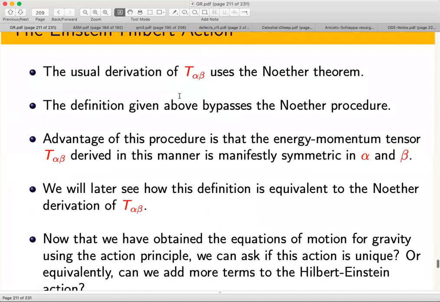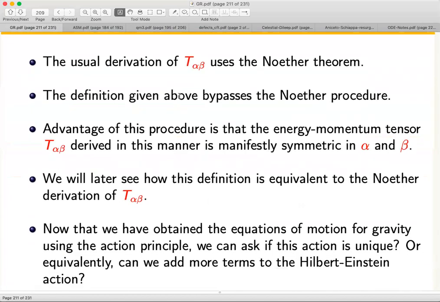So in fact one can show that the T alpha beta that you obtain using Noether procedure and the T alpha beta that we have obtained by varying the action with respect to the metric are essentially equivalent. In other words, all you need to do is to add a total derivative term of an antisymmetric tensor so that you can show that this symmetric tensor is related to the non-symmetric tensor that you derived through Noether theorem.